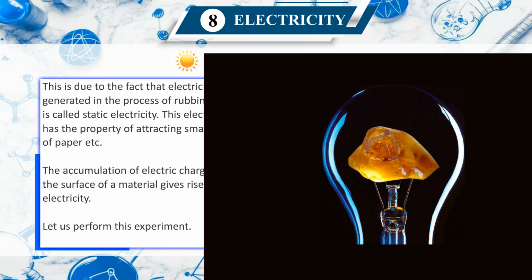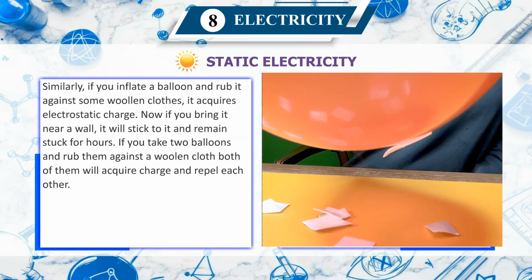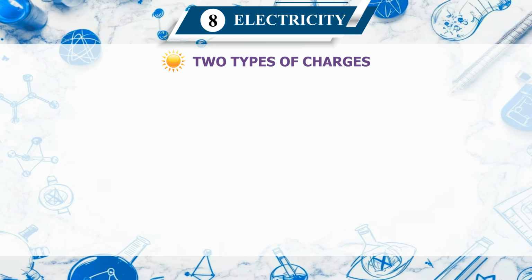Let us perform an experiment. Similarly, if you inflate a balloon and rub it against some woolen cloth, it acquires electrostatic charge. Now, if you bring it near a wall, it will stick to it and remain stuck for hours. If you take two balloons and rub them against a woolen cloth, both of them will acquire charge and repel each other. Two types of charges.